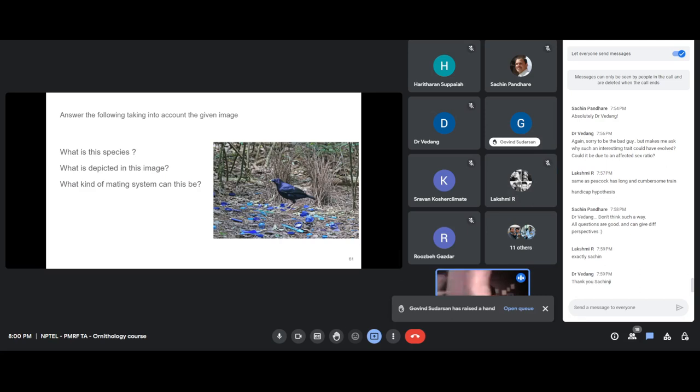So what's the whole point of having such cumbersome features? There is something to do with parasite load as well. We're not going to go into discussions now, guys, sorry. Govind, I'll give you 30 seconds because otherwise I know we'll overshoot for time.